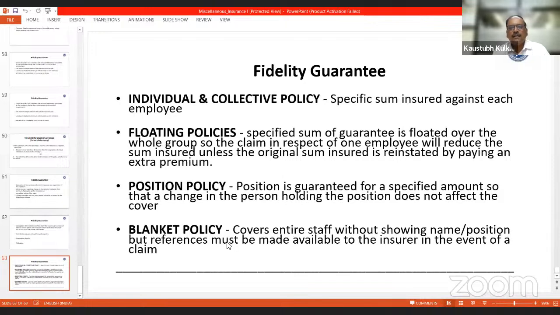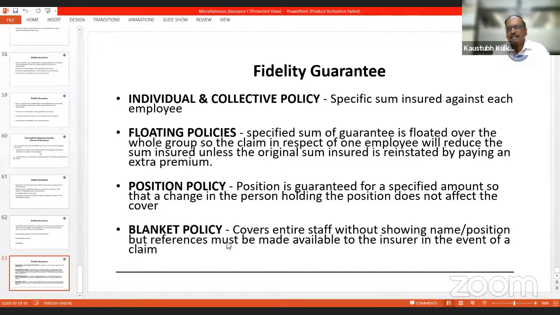A single sum insured or the sum of guarantee is floated amongst all the employees, and in case of one claim, the amount will be reduced by the claim amount. But it again can be reinstated by paying an extra premium. But as we have already described, the policy has to be cancelled.